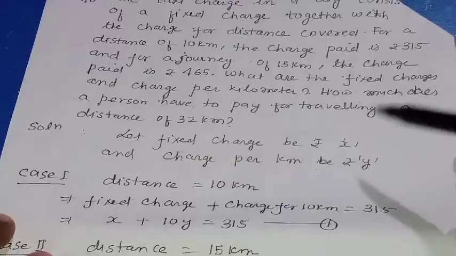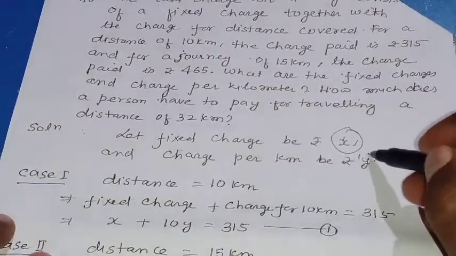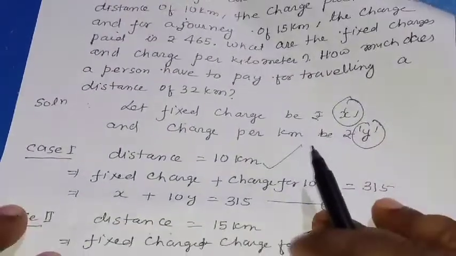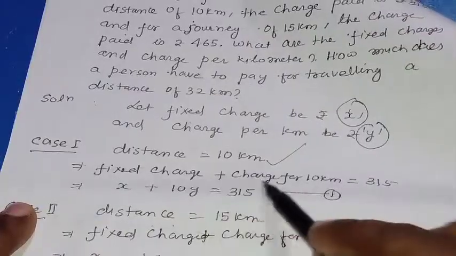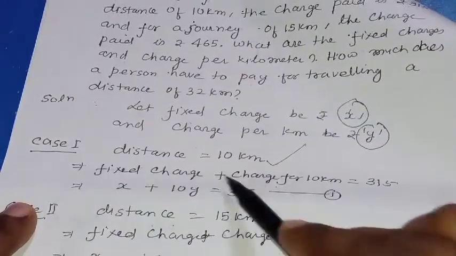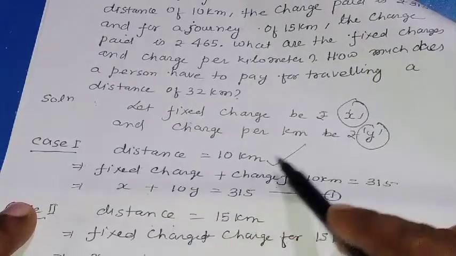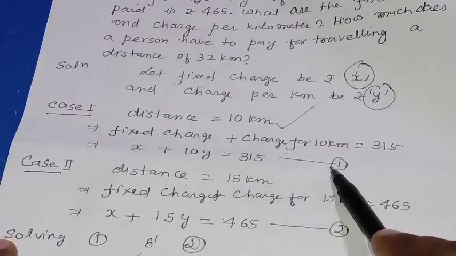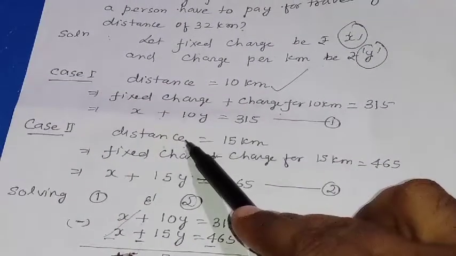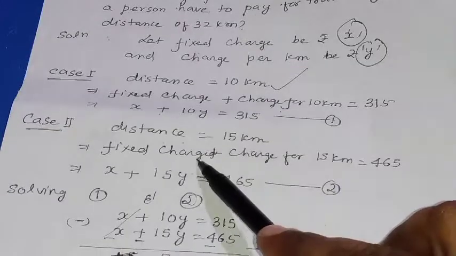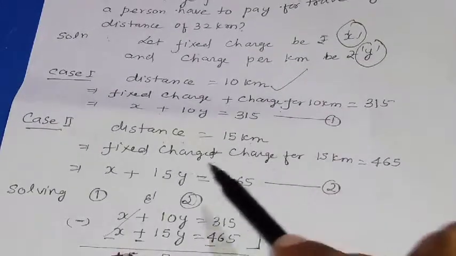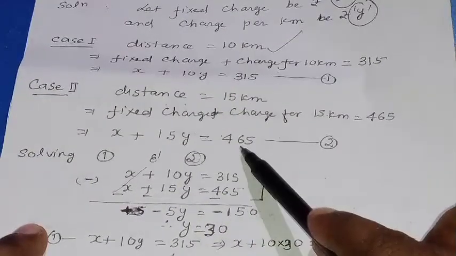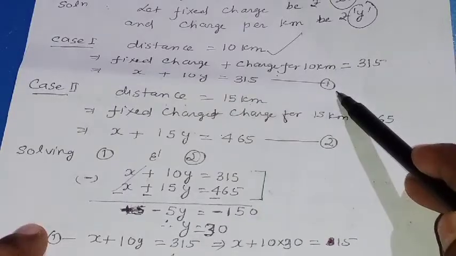So we'll consider that the fixed charge is rupees X and the charge per kilometer is Y. At first the man is traveling 10 kilometer. So he has to pay the fixed charge, and for 10 kilometer he has to pay the distance charge. The fixed charge we have considered X, and for 1 kilometer it is Y, so 10 kilometer is 10Y. So X plus 10Y comes out as 315. We'll mark it equation number 1. Now the second case, distance traveled is 15. Again there is the fixed charge X and the charge for 15 kilometer, 15Y. When these two are added, we get 465. So we have equation number 1 and equation number 2.